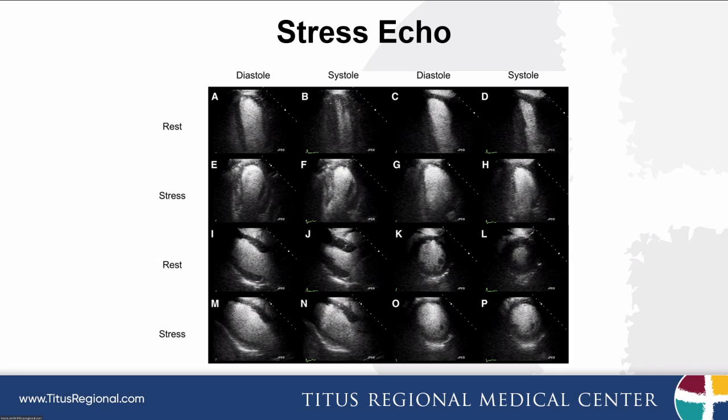In fact, when you look at the parasternal short axis views on the bottom line, the last 2 panels on the right on the bottom line, you can barely tell the difference between diastole and systole because the apex is almost akinetic due to ischemia.